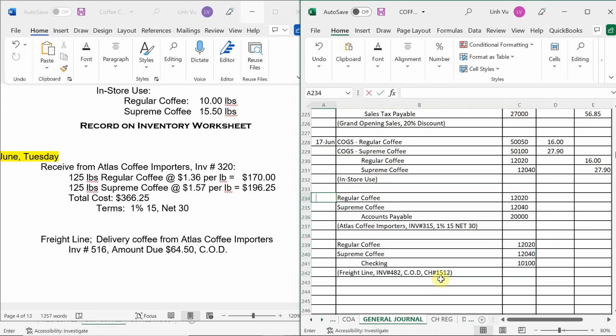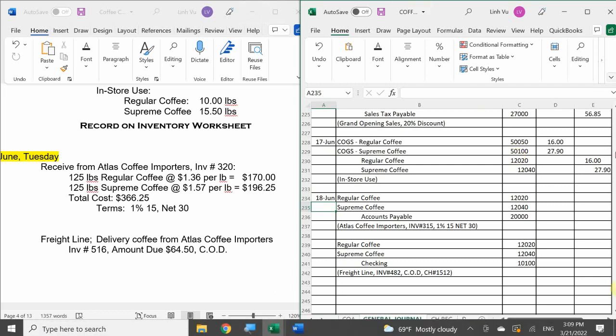There you go. Because this is similar, but the only difference is the invoice and the amounts are different. In this case, the accounts are all the same. You still have to have a regular coffee and a Supreme Coffee, and you have your bill to be accounts payable, okay? And here, Atlas Coffee Importers invoice.